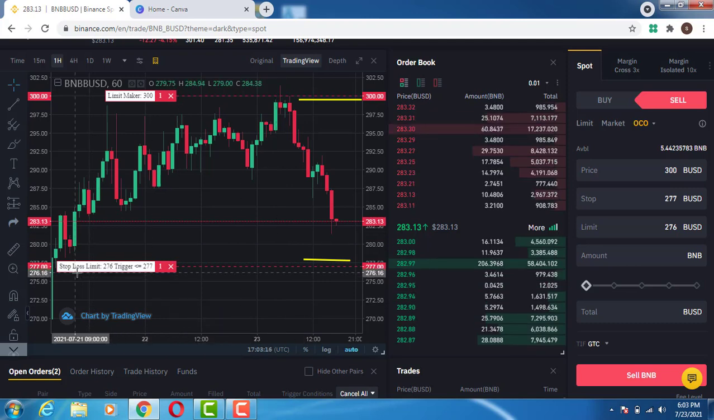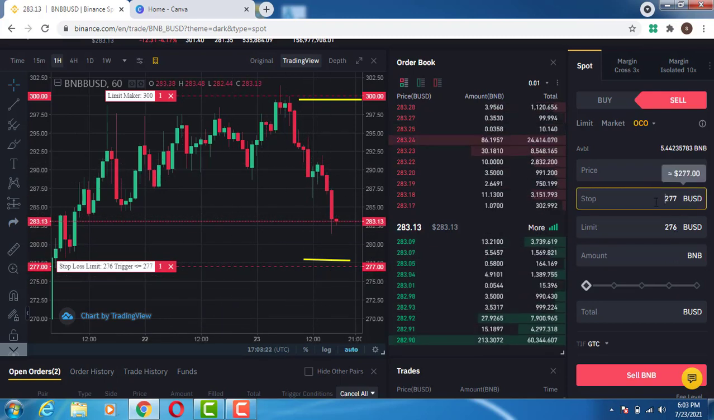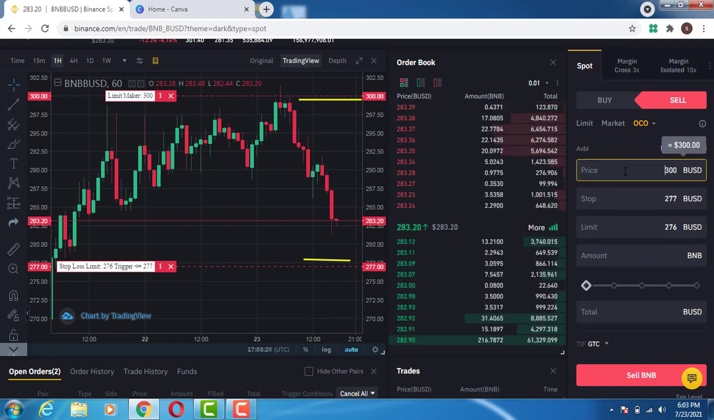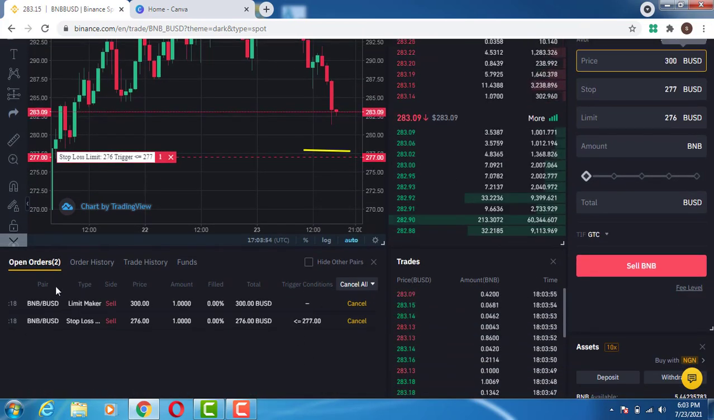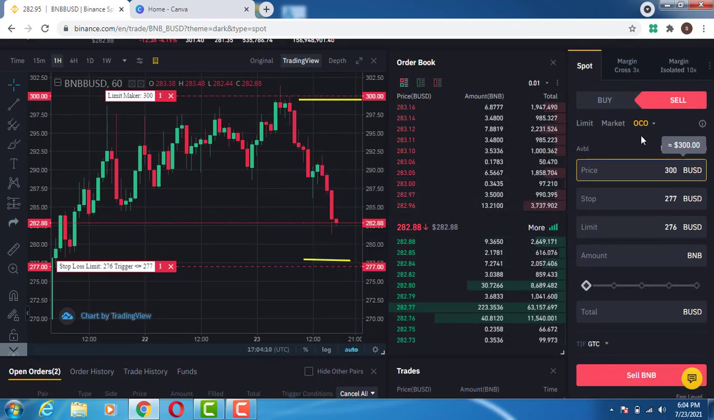So this is one cancels the other. Remember, when you are setting a stop limit order for an OCO sell order, the stop price must be higher than the limit price, and then the limit maker order must be higher than the current market price. So you must understand how to set these parameters for you to actually get them right, because if you get it wrong, you may succeed in placing the trade, but it will not execute. If you go to open orders, the trade will never execute because of the wrong parameters. So that is how you set OCO buy and sell orders.